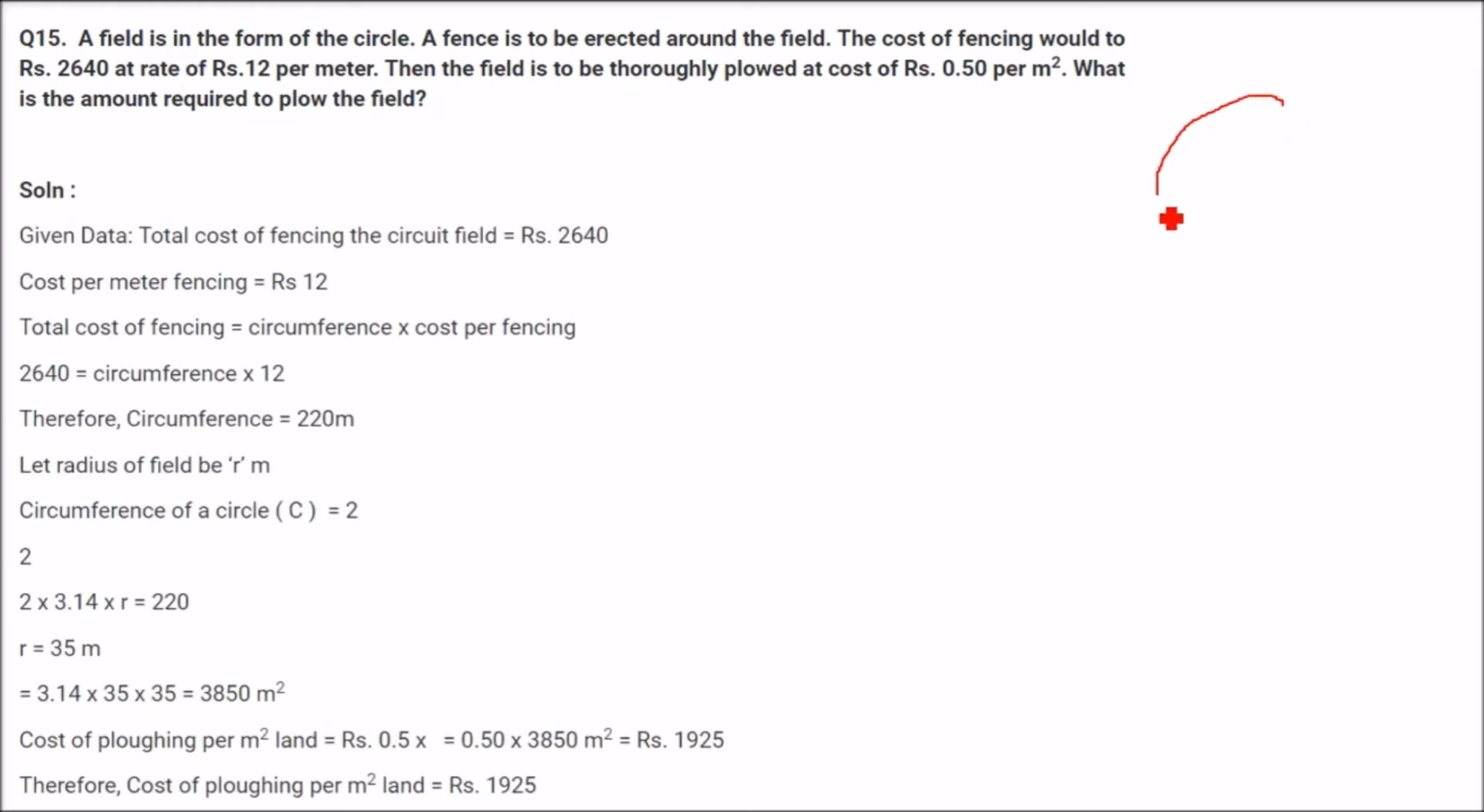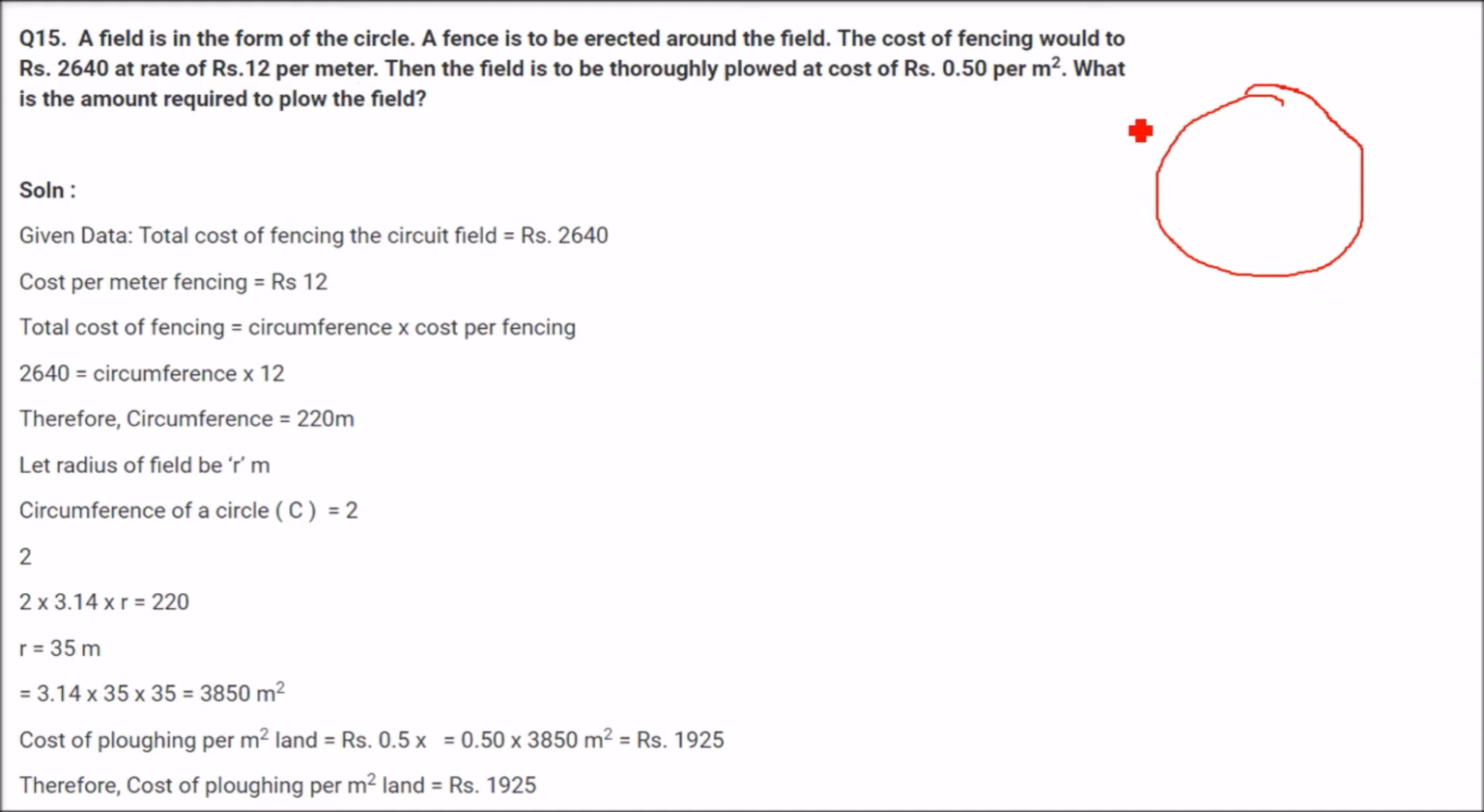So now a field is in the form of a circle. A fence is to be erected around the field. So we have a circumference here. The cost of fencing would be 2640 at a rate of rupees 12 per meter.